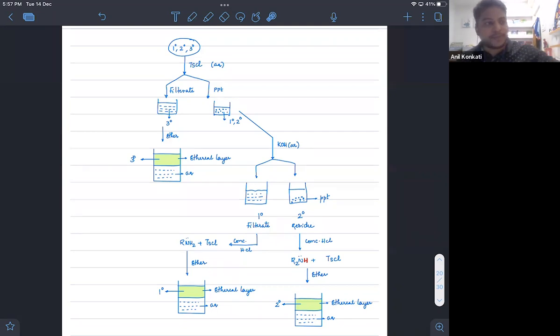Hinsberg as only a test, what it does, is asked in JEE Mains. In Advanced, you might be asked about separation, what will happen, because this came as a paragraph once in 2007, I guess. Okay, a complete paragraph was asked, like which is A, which is B, which is C in all of this, which is primary, secondary, or 3 degree amine.